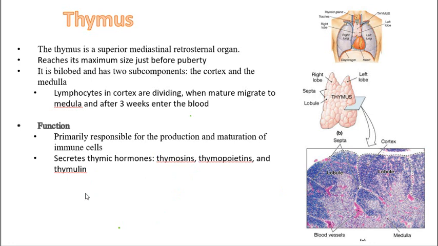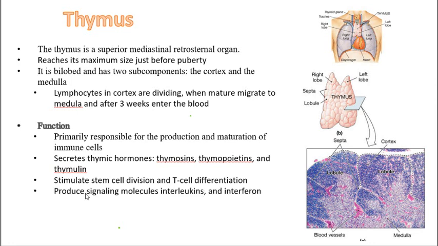The other function of the thymus is that it produces hormones such as thymosins, thymopoietin, and thymulin. And in addition to that, it also stimulates, we said, division and differentiation of T cells.